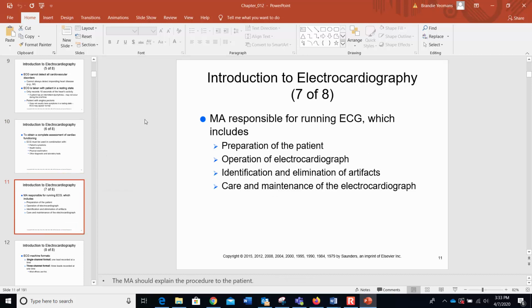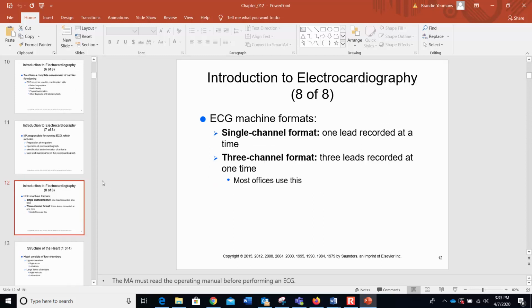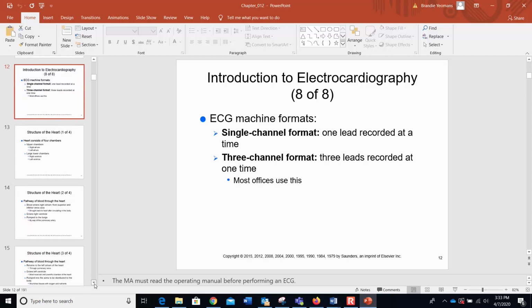So what are our responsibilities as a medical assistant for running that ECG? Some of the things include preparing the patient, making sure that we can operate the actual machine, identifying and maybe eliminating some artifacts, and then care and maintenance of the ECG machine itself. Okay, so those are some pretty important things that we'll be responsible for doing as we are performing an ECG, or maybe even preparing to do that ECG.